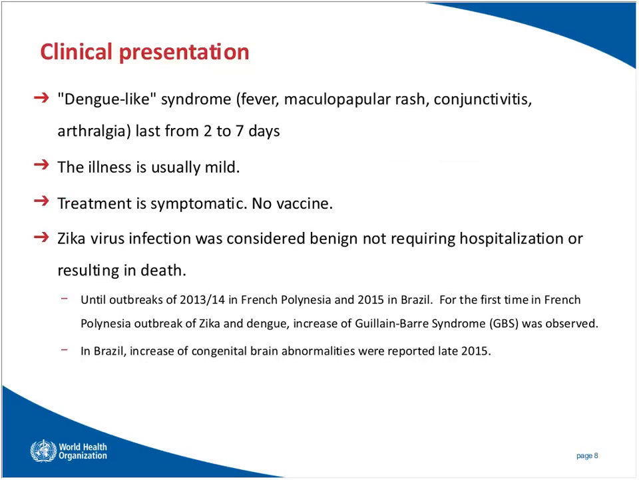So clinically, what does Zika look like? It's like dengue. Basically, we get fever, maculopapular rash, conjunctivitis, and arthralgia, which lasts from 2 to 7 days. The illness is usually mild, and the treatment is symptomatic. However, Zika virus infection was considered benign until the 2013-2014 outbreak in French Polynesia and in 2015. Prior to these outbreaks, it was considered a benign illness, but French Polynesia started reporting Guillain-Barré syndrome, which is a neurological disorder. And then later in Brazil in 2015, they reported congenital brain abnormalities in newborns.